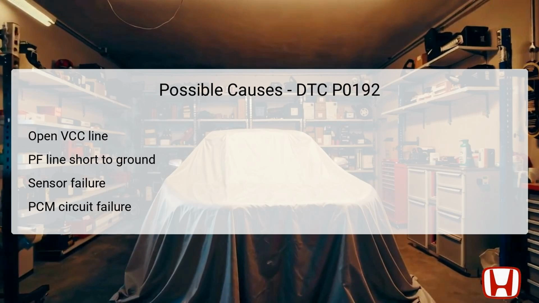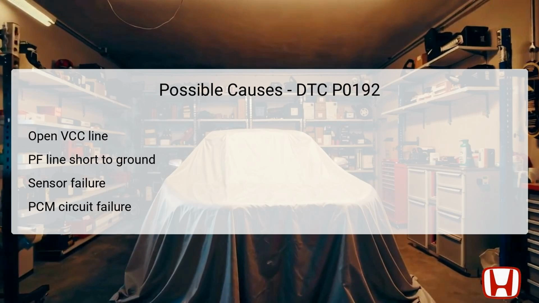Additionally, the fuel rail pressure sensor itself may fail due to wear or internal damage, resulting in incorrect voltage outputs. Lastly, a failure in the internal circuits of the PCM can also cause this error code to be set, as the PCM may misinterpret or fail to read the sensor data correctly.